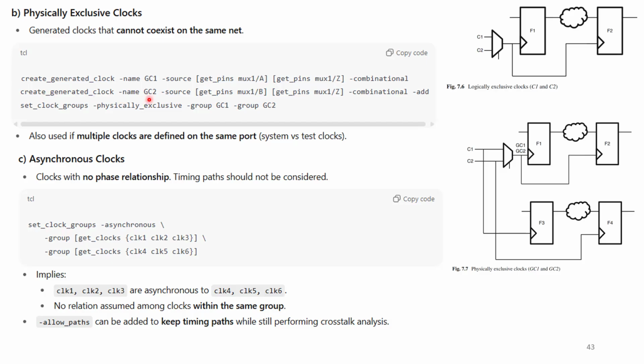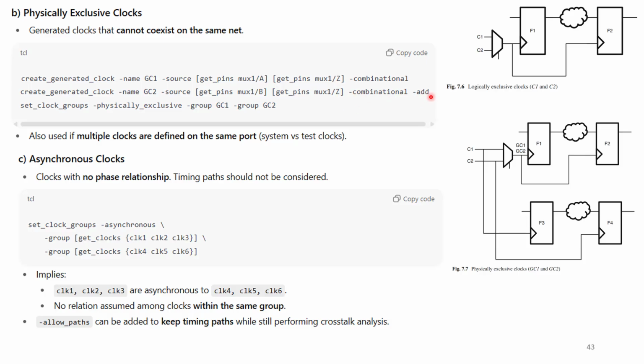create_generated_clock hyphen name GC2 hyphen source. Now this is at C2. So this can be written as get_pins with the instance name mux1, and this is connected to pin B. So that's why get_pins mux1/B pin. Next, this is at the output pin. So that's why get_pins mux1 is the instance name and Z is the output pin name of the 2:1 multiplexer.